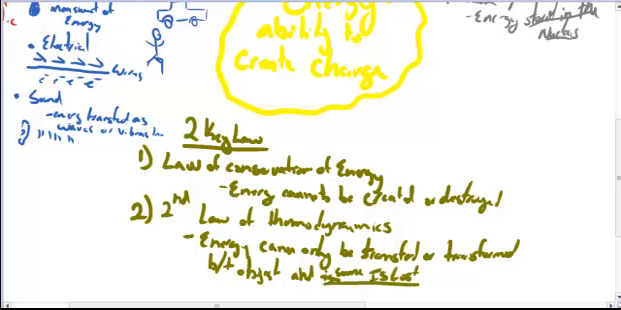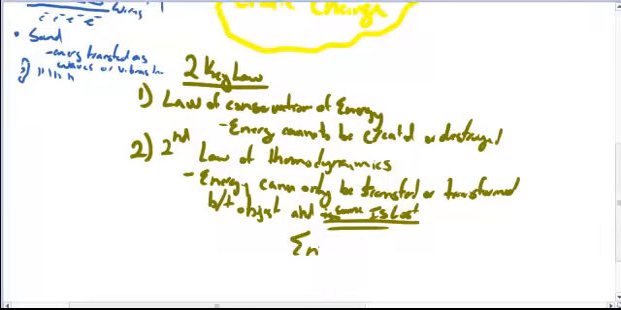This lost energy right here is what we call entropy. And it can only take two forms. Okay, and the two forms it can take is thermal and sound.